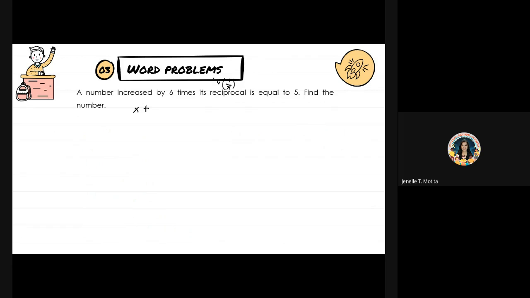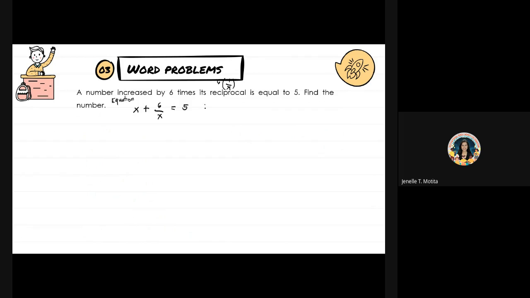Yan. So, what will you have? 6 times 1, that is 6, over 1 times x, that is x. Okay, so this is a number increased by 6 times its reciprocal is equal to 5. Yeah, there you have it. So here's your equation. Now that we're done with step number 2, let's proceed with step number 3, which is evaluation. So solve for this one.